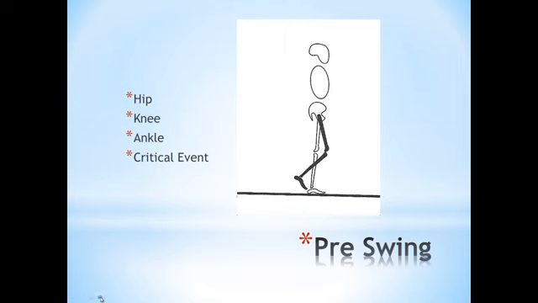Now the adductors are active. The knee's flexed to 40 degrees. There's no muscle activity in the knee. The ankle's plantar flexed to 15 degrees, again with no muscle activity. So our critical event with pre-swing is passive knee flexion to 40 degrees and active ankle plantar flexion.